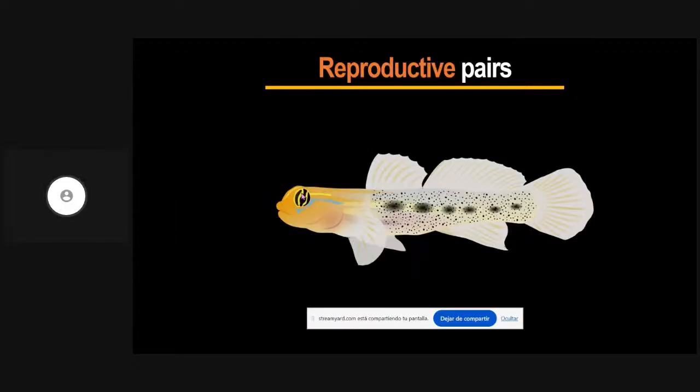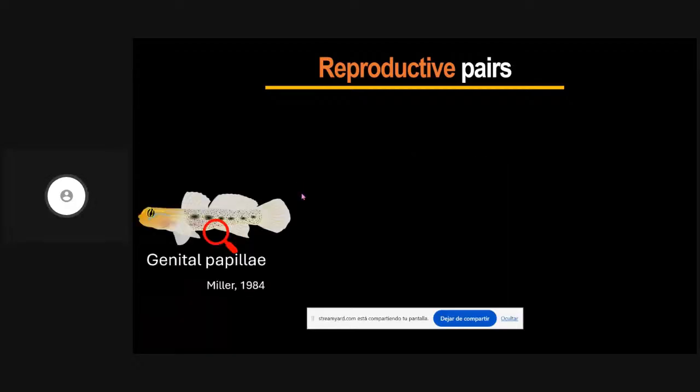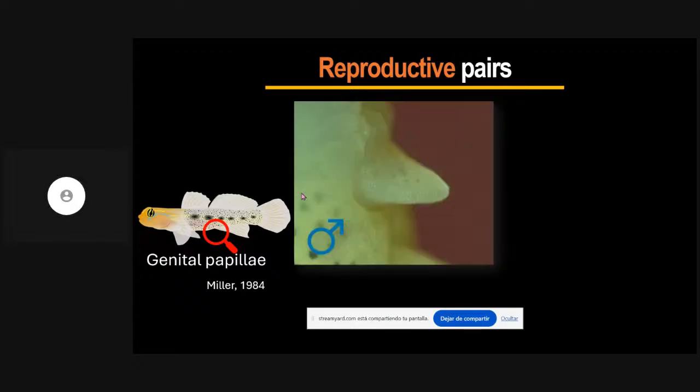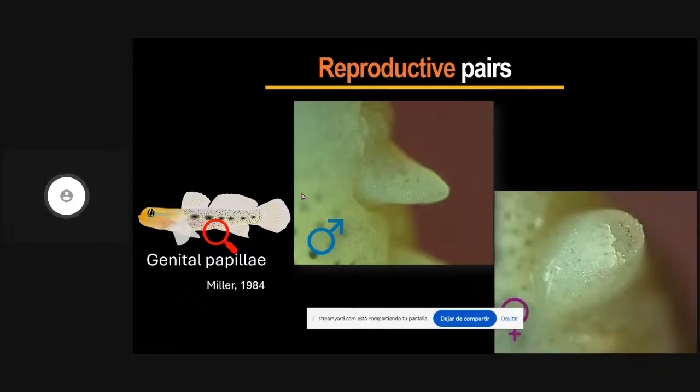Once the previous process was completed, individuals were identified as males or females by observing the genital papilla, following Miller. This is a structure that all individuals possess, at the base of the anal fin, as the photos show. In this case, for example, the male possesses a conical shaped genital papilla, and the female possesses a wider papilla with these protuberances on the tip.